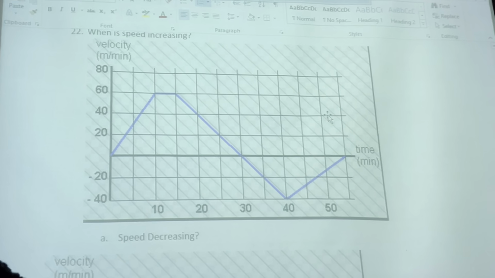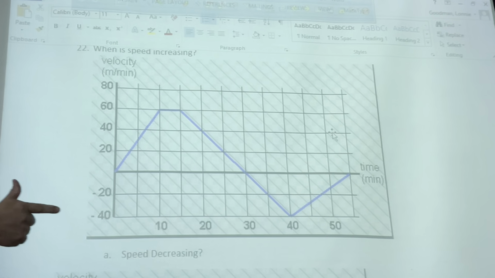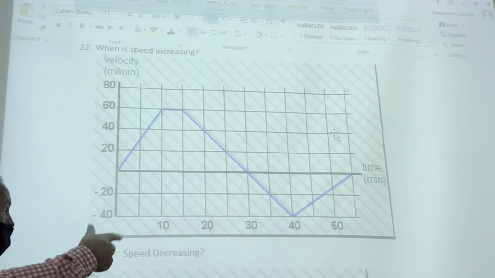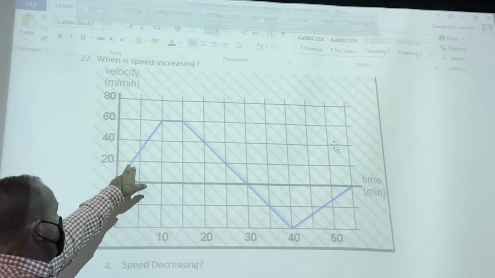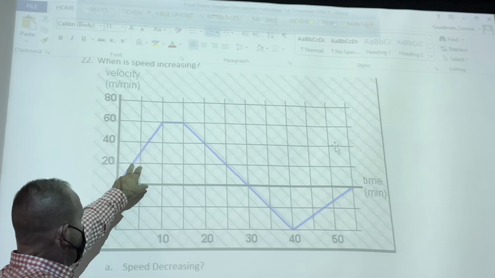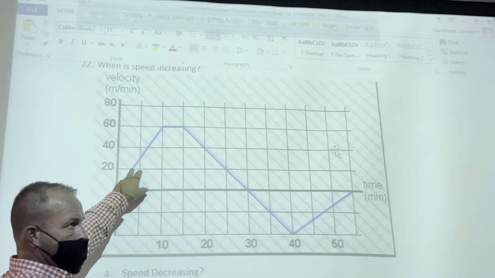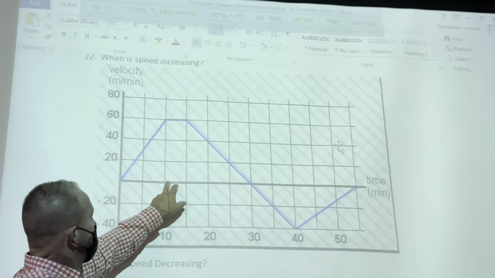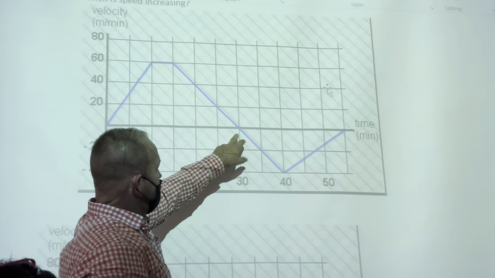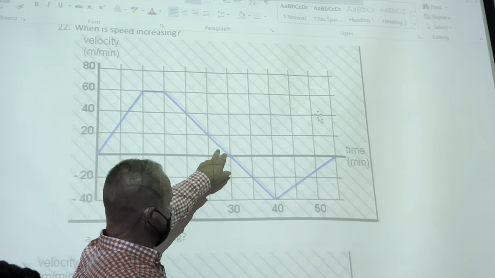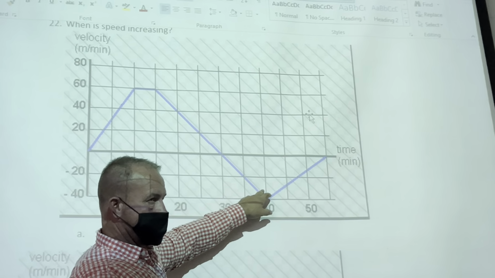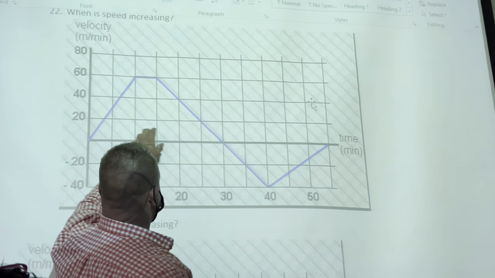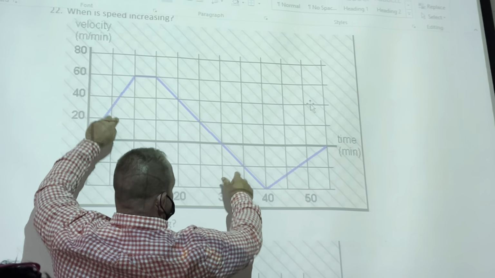Speed is increasing when the acceleration and velocity have the same sign. So right here from the interval from 0 to 10, velocity is positive, acceleration is positive. So speed is increasing on this interval. Okay? Right here, speed is increasing because velocity is negative and acceleration is negative. They both have the same sign. So at these two locations, speed is increasing.